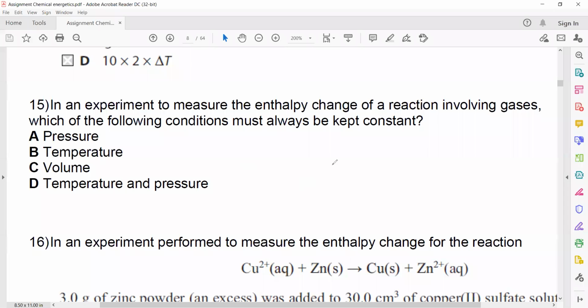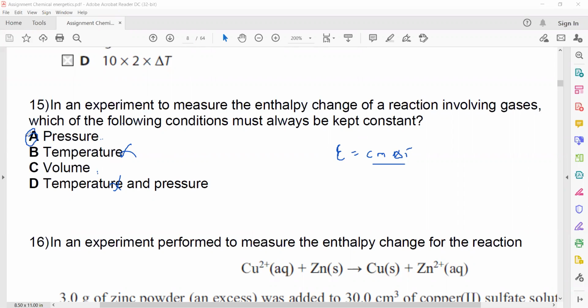Look, if we are calculating enthalpy change, we cannot keep the temperature constant. Why can we not keep the temperature constant? Because using the temperature, we will work out how much energy is released or absorbed. So temperature cannot be kept constant, and anything which involves temperature cannot be an answer. Then the thing which we should keep constant is the pressure.